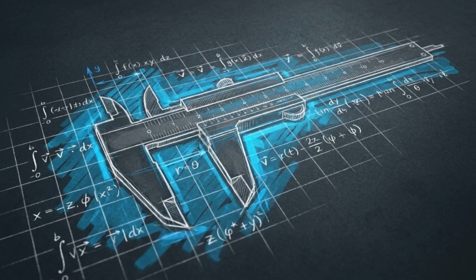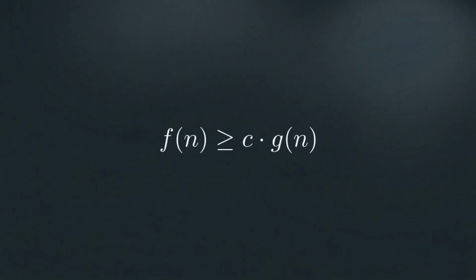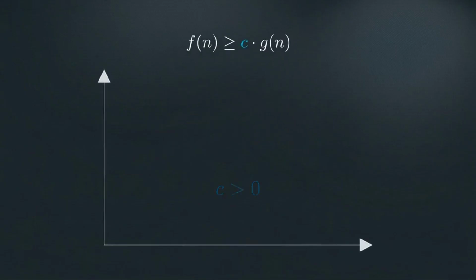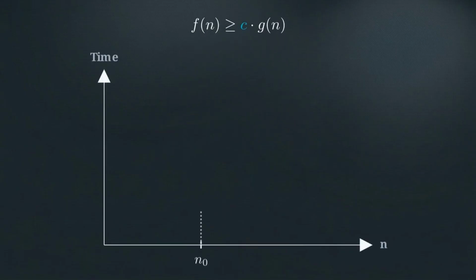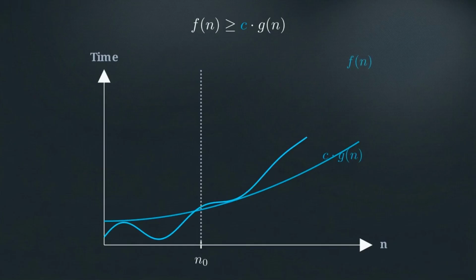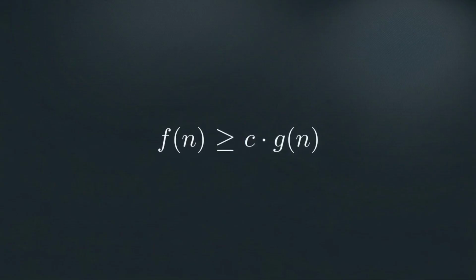Moving from a conceptual graph to a verifiable proof requires a strict mathematical framework. This is the formal definition. A function f of n belongs to the omega class of g of n only if it meets a strict inequality condition. The variable c acts as a constant multiplier and must be greater than 0. We also define a starting parameter, n0. This mathematical floor is only guaranteed to hold true for data inputs that are larger than this specific starting threshold.